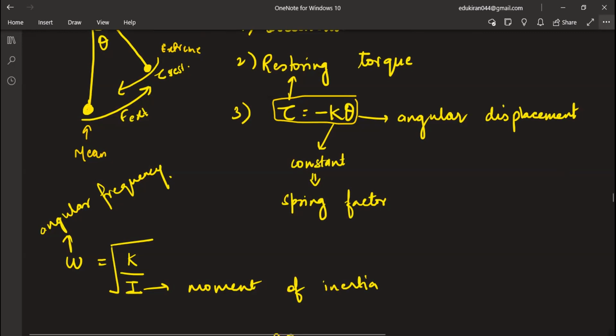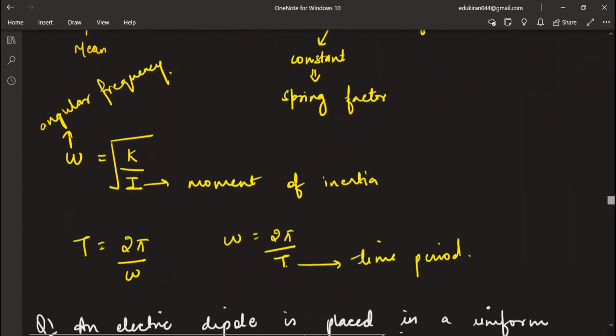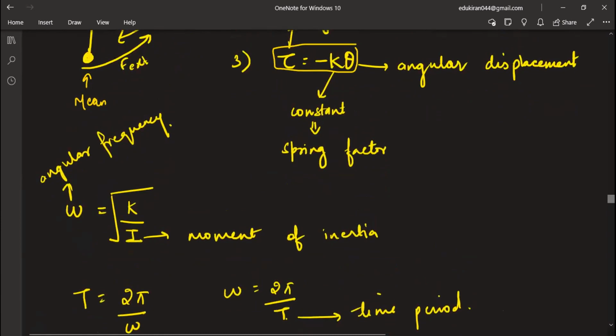Now, angular frequency and time period can also be asked. Just remember, this constant k is divided by the moment of inertia. So omega, that is angular frequency, becomes under root k by I. Time period is 2 pi by omega; omega is 2 pi by T. T is the time period, omega is angular frequency, I is the moment of inertia.